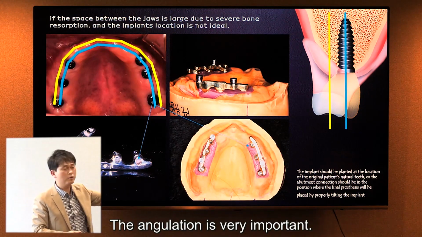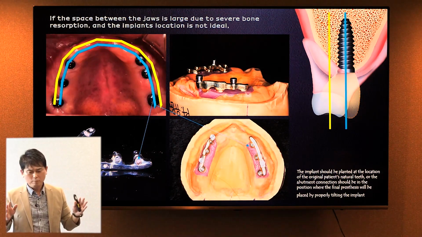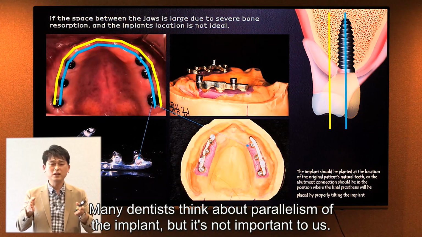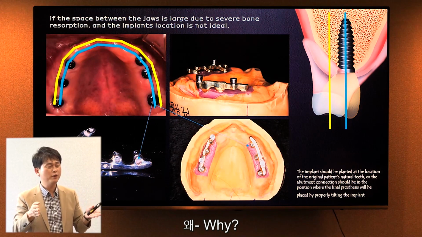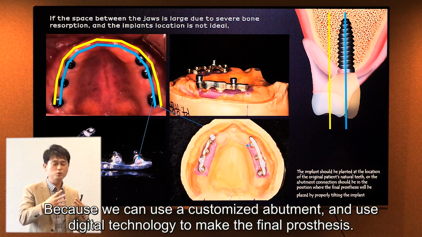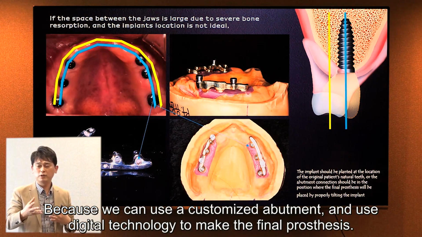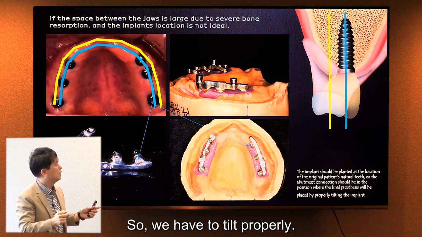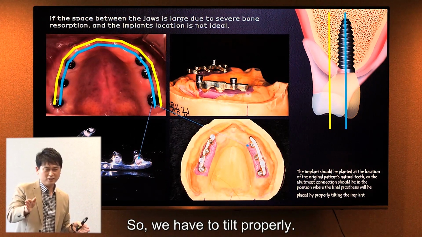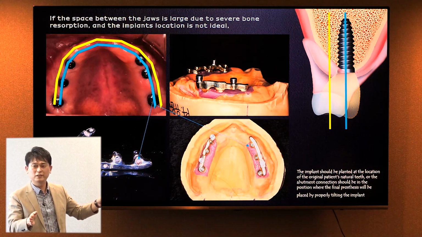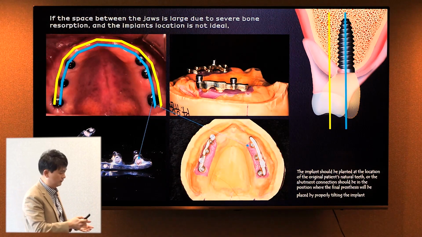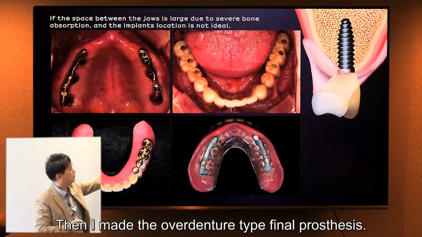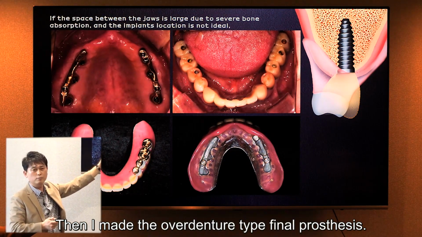The angulation is very important. So many dentists think about the parallelism of the implant, but it's not important to us. Why? Because we can use the customized abutment and digital technology for making the final prosthesis. So we have to tilt properly. And then I make the overdenture type final prosthesis.